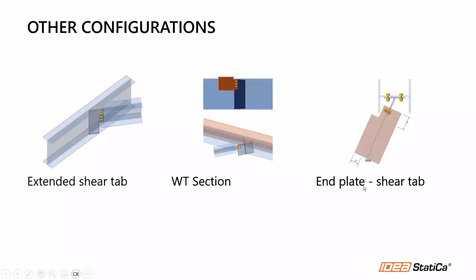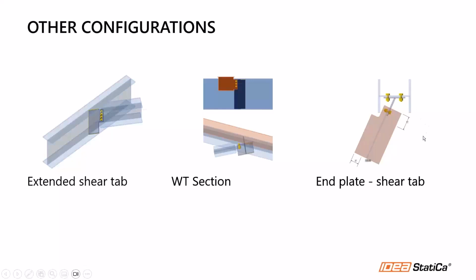And also we can model this extended shear tab, but that shear tab is connected to an end plate, so that is also possible. You can use a notch operation to notch this top flange, because probably you'll have a clash with the column if you have a skew beam to a column, right?